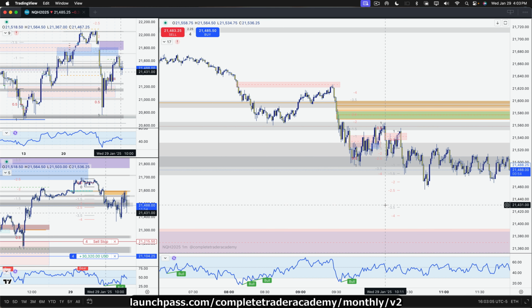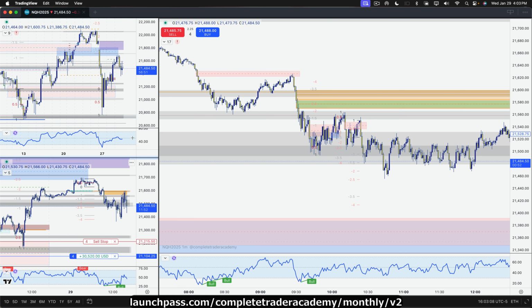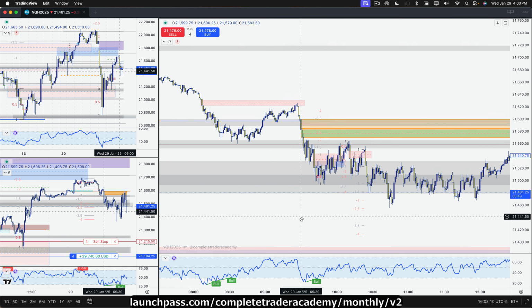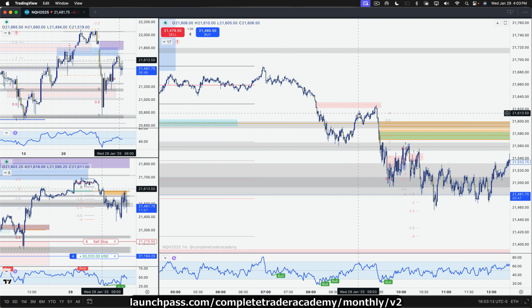So I wanted to do that, and I should have trusted myself. But at the same time, I'm trying to trade a higher time frame, so it is what it is. But beautiful entry trade right there.